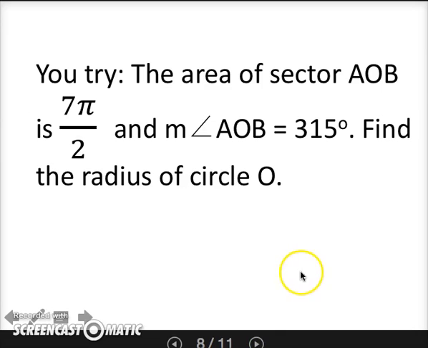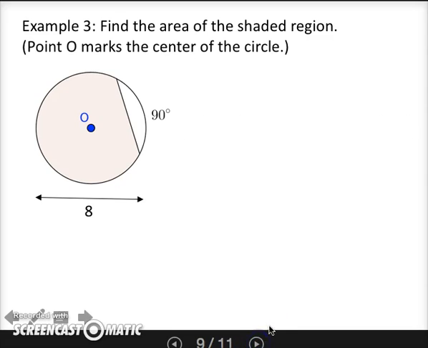You try this one. The area of sector AOB is 7 pi over 2. And the measure of angle AOB is 315 degrees. Wow, that's almost a whole circle. Find the radius of circle O. Let's do one more example.